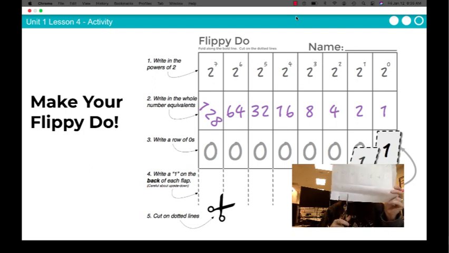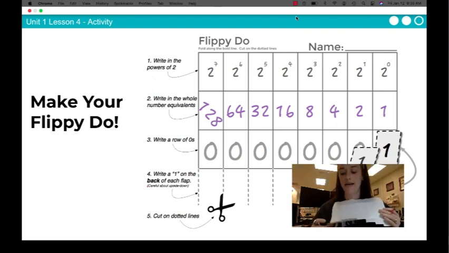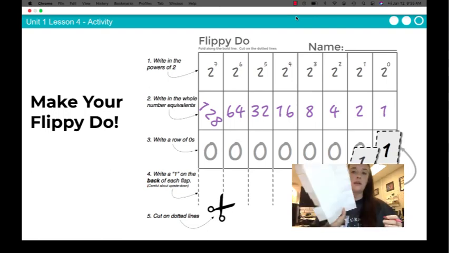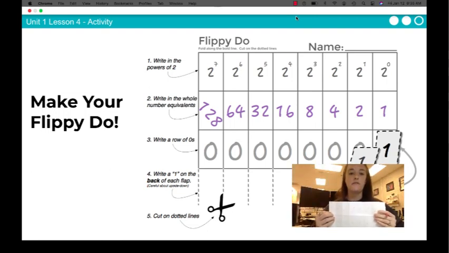You want to be able to fold each one up individually. And you already have the creases as a guide. Okay? And this is your flippy-do. So make sure you put your name on the back or something, so that way if you leave it behind and it's not in your journal, then I know who to give it to. Okay.